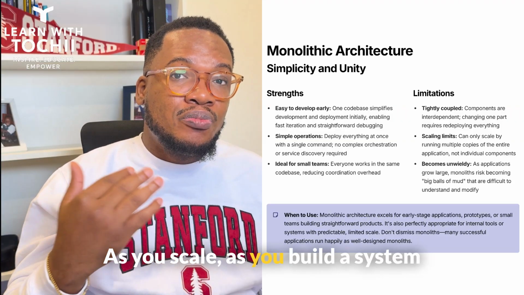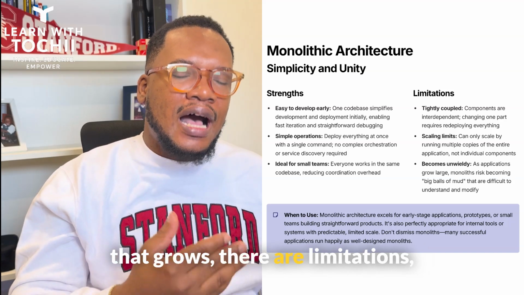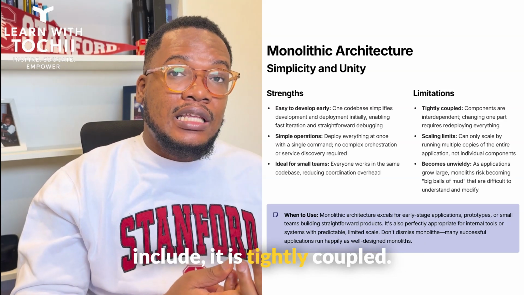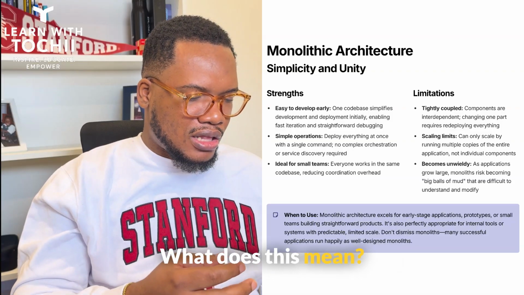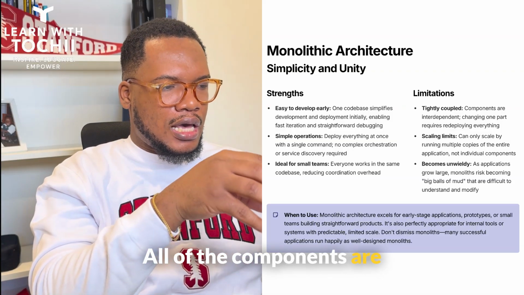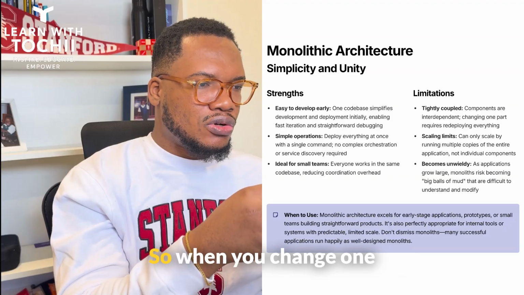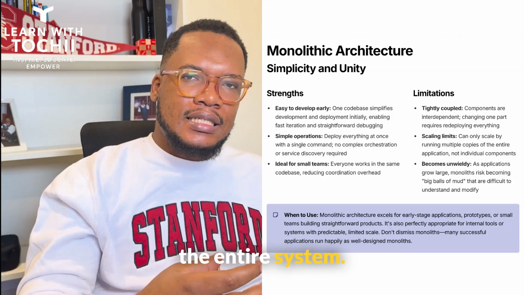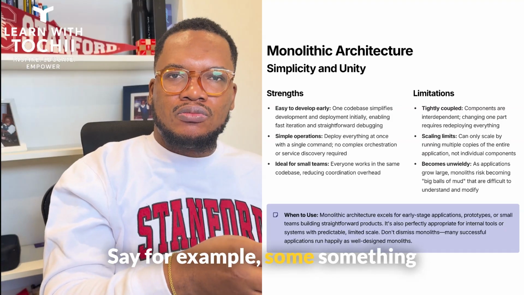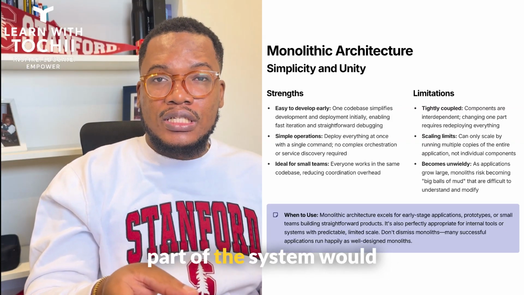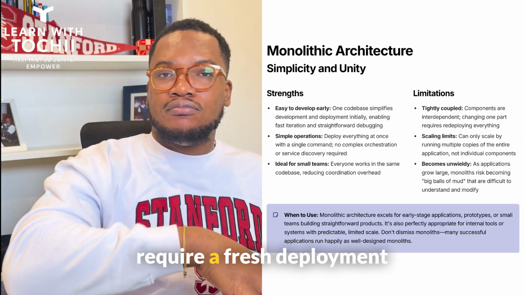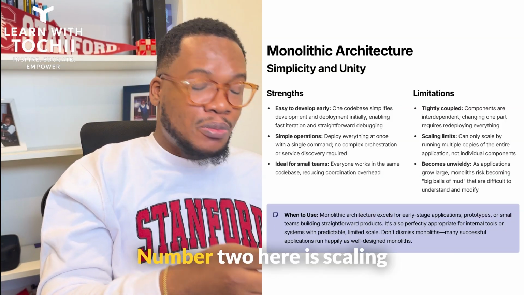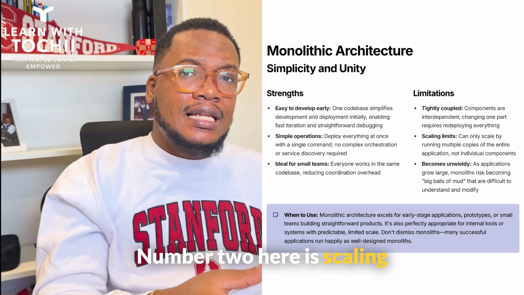As you scale, as you build a system that grows, there are limitations. And some of these limitations include it is tightly coupled. What does this mean? All of the components are interdependent of one another. So when you change one part, it requires redeploying the entire system. Say, for example, something you need to change on one part of the system would require a fresh deployment of the entire system, right?